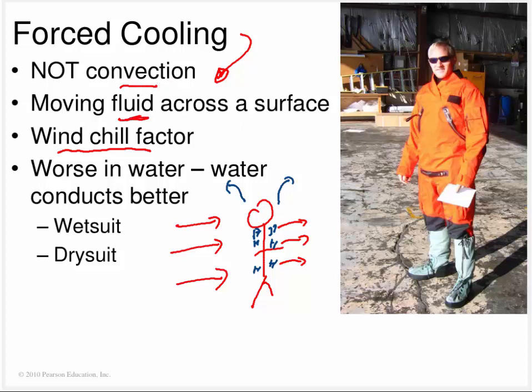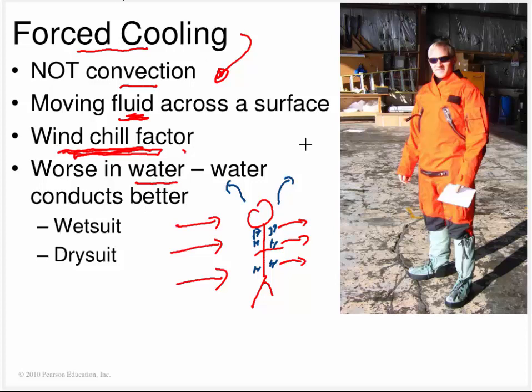So any fluid moving across a surface is going to force some cooling. It's not going to be convection. This is kind of where we get the wind chill factor from, where if it's 30, 32 degrees outside, but it's windy out, it feels like it's 16. That's a perfect example of this forced cooling. And this is actually going to be worse in water, because water is a better conductor than air is. Air is a great insulator.